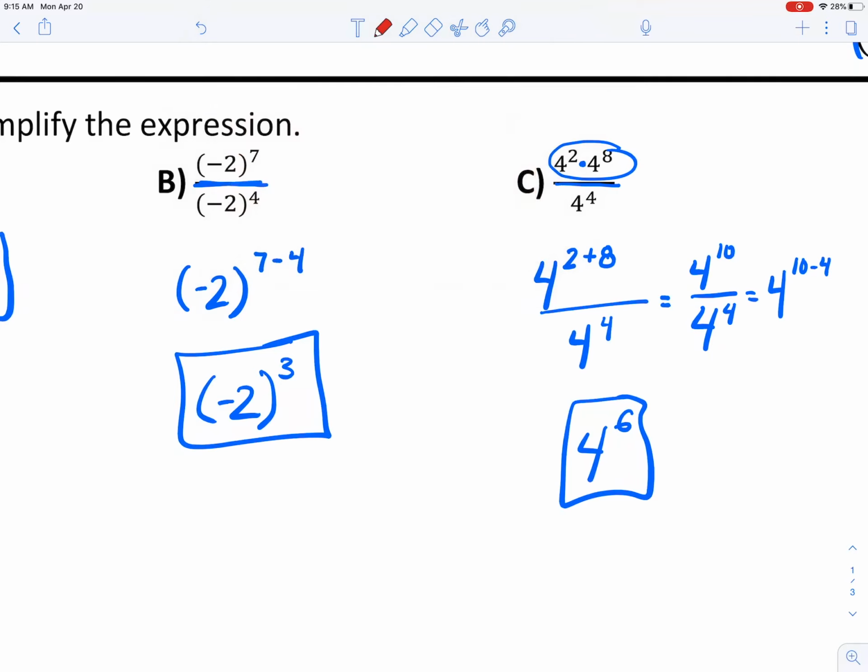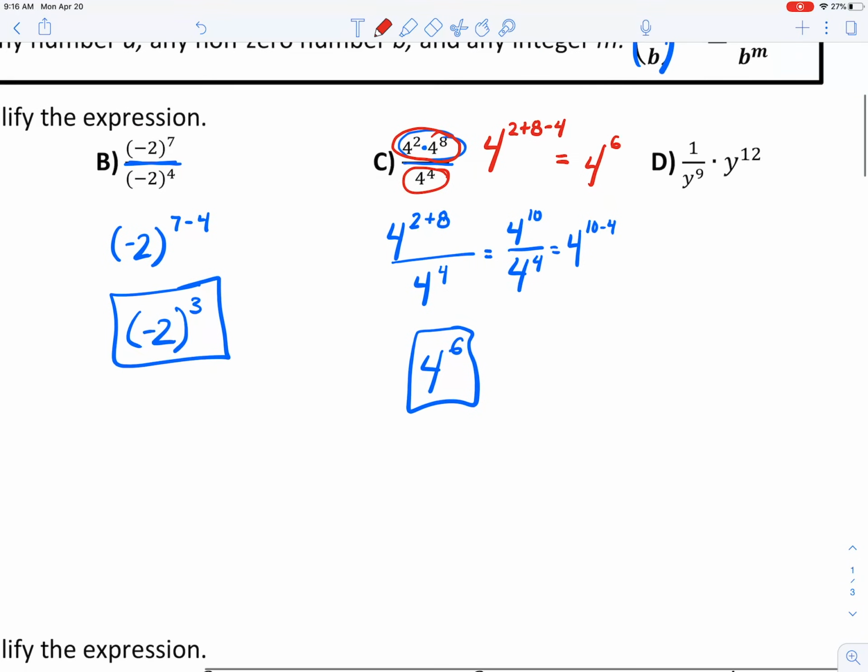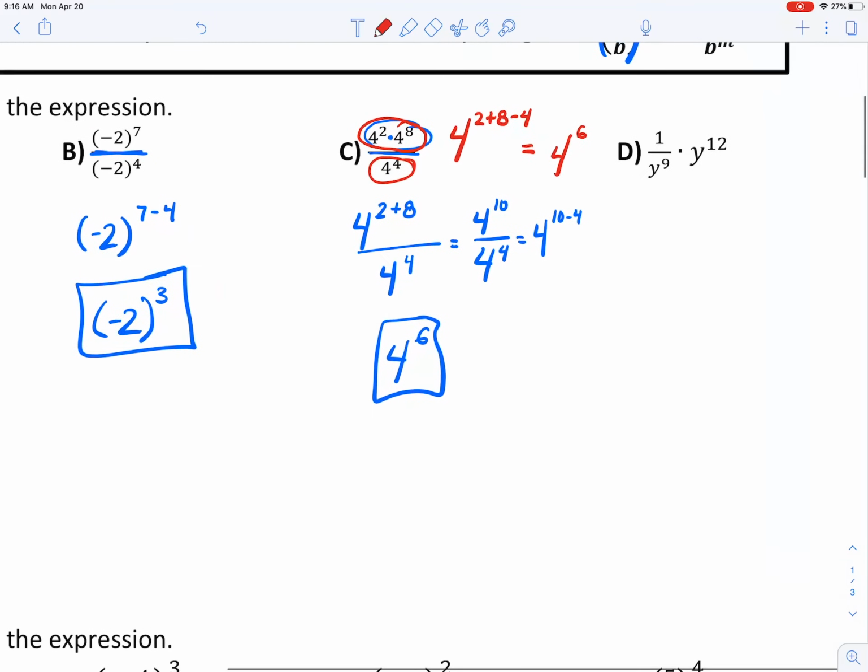Another thing that I could do in this one, I'll do this part in red, is just go right to it. I know that these two are going to be added, and then I'm going to subtract this one. So I could just rewrite this as 4 to the 2 plus 8 minus 4, and do that all in one shot. 2 plus 8 is 10, 10 minus 4 is 6. So that would be 4 to the 6th power. Either way is okay with me, whatever you prefer.